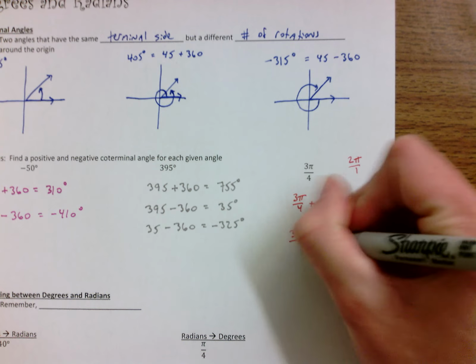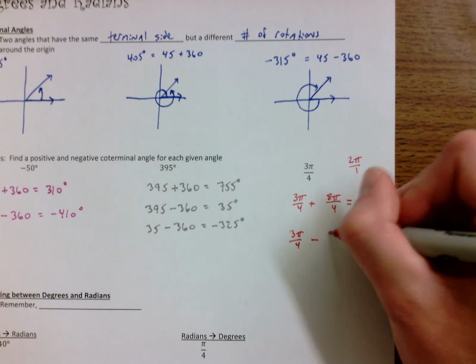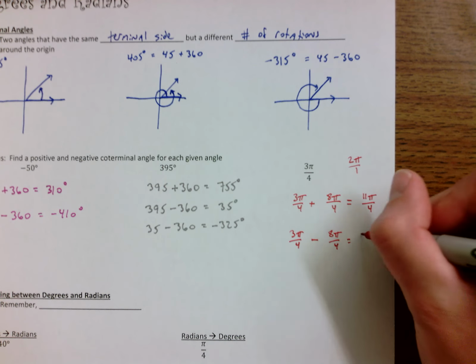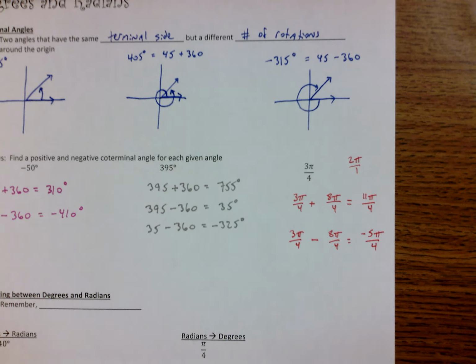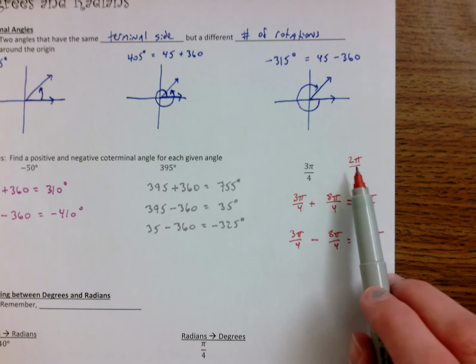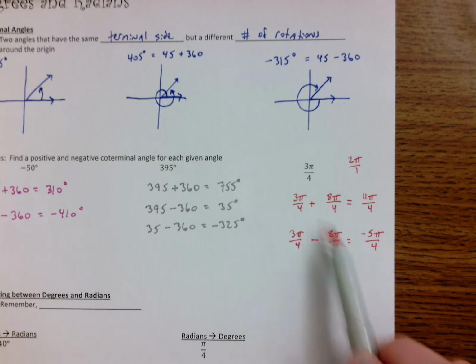And then for my negative one, I'm going to do the same thing, except I'll subtract. I've already figured out 2 pi with common denominators, so I can just reuse that. So that's going to subtract to negative 5 pi over 4. And there's my positive and negative coterminal angle. So anytime you're doing radians, you just need to take your 2 pi, it's always going to be 2 pi, and then convert it so that you have common denominators with whatever your original problem was.